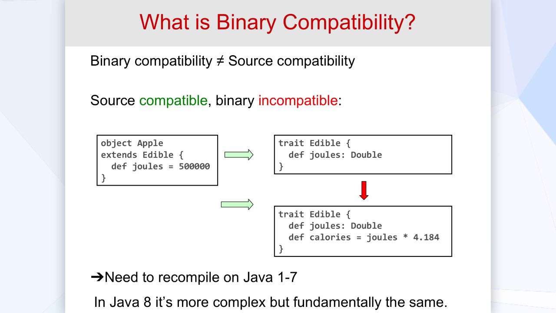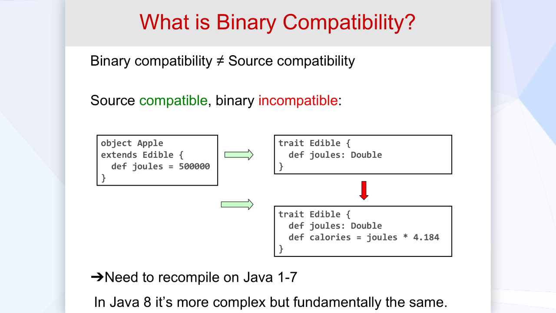In Java 8, it's more complex. In Java 8, there will be cases, hopefully many cases, where you won't have to recompile, but unfortunately there will remain some cases where you do have to recompile. The trick in Java 8 is that we can use default methods to avoid recompilation in many but not all contexts.